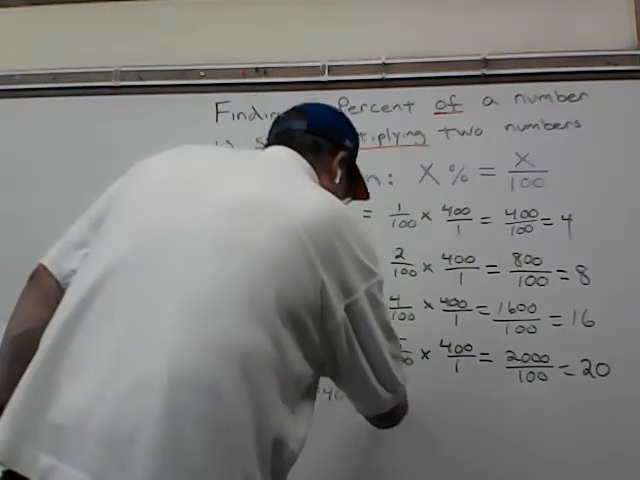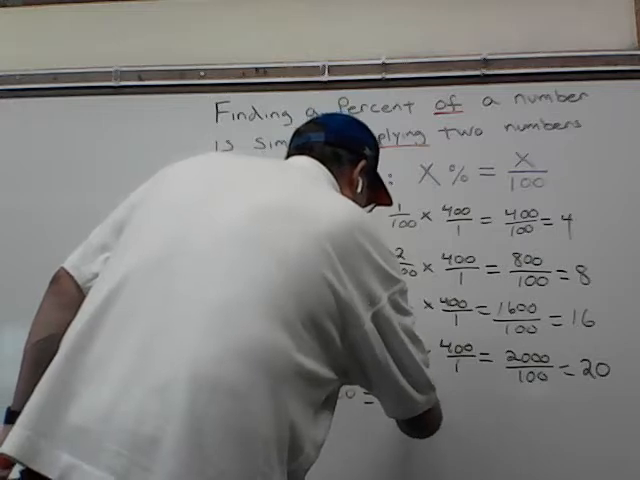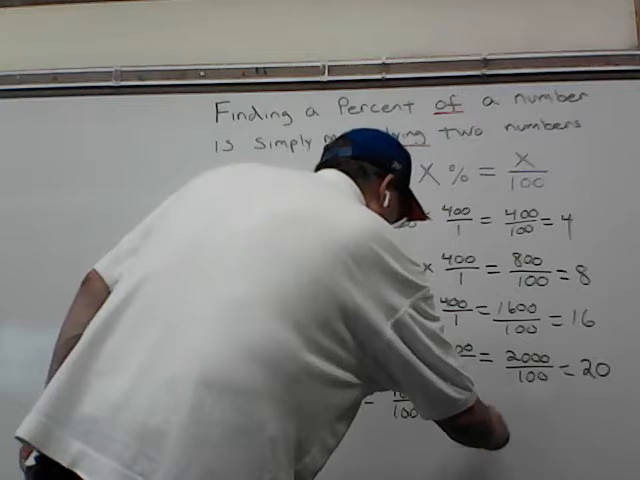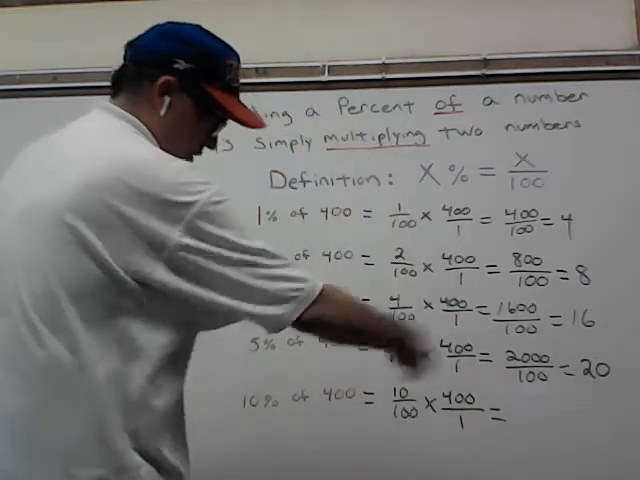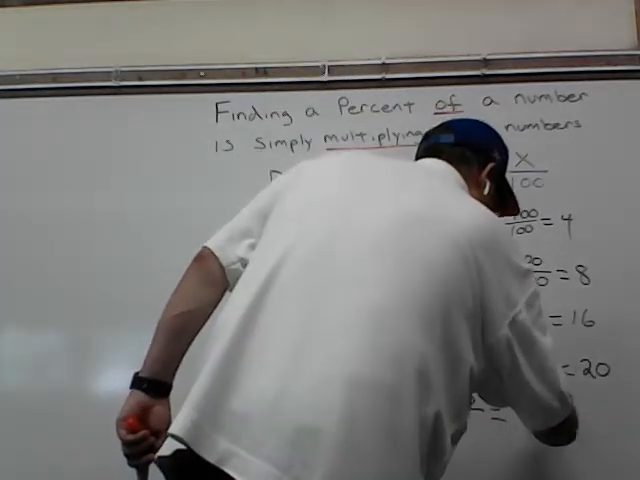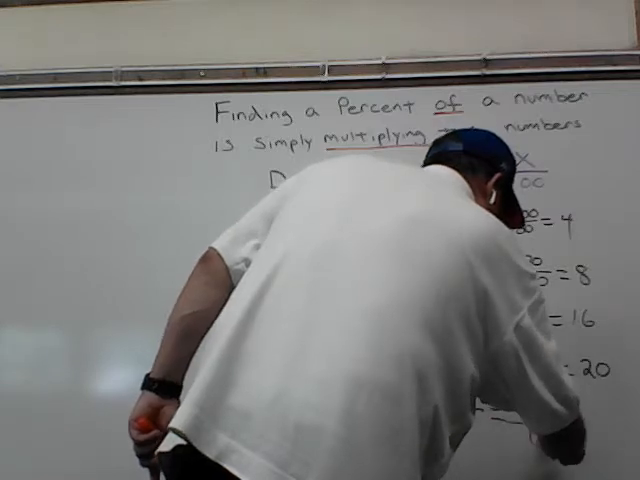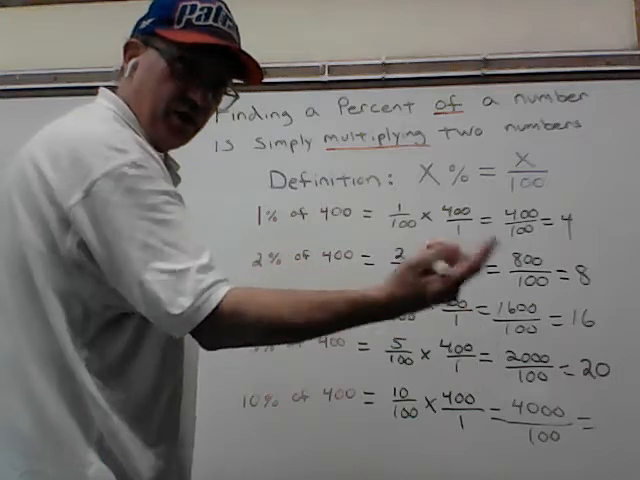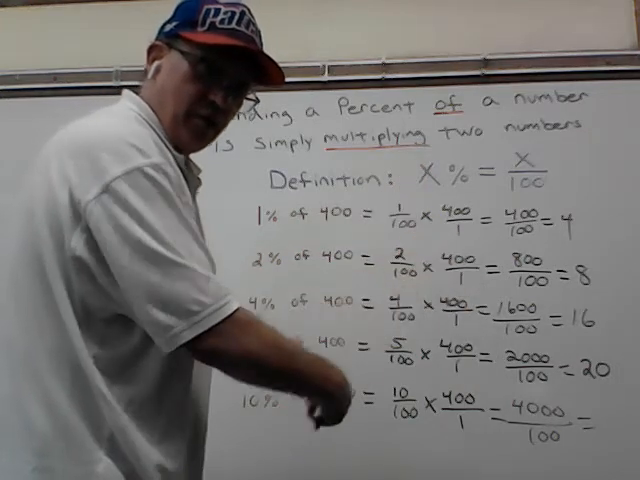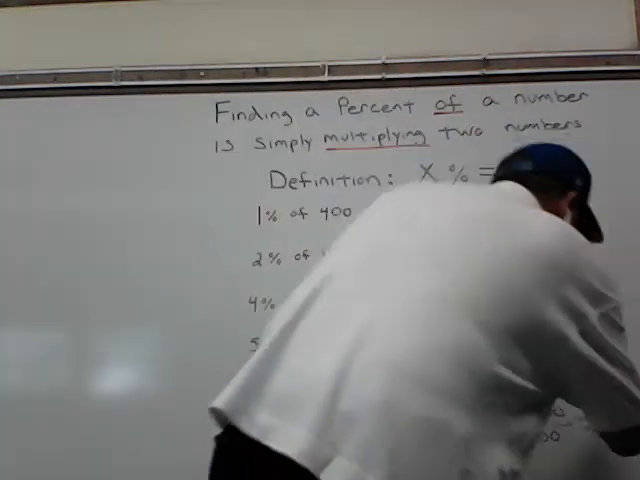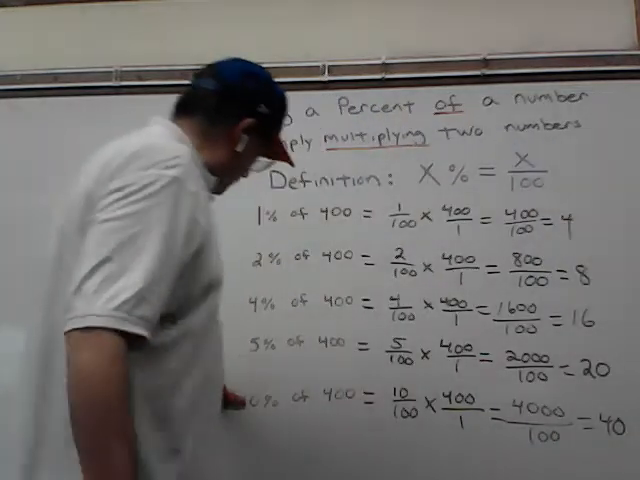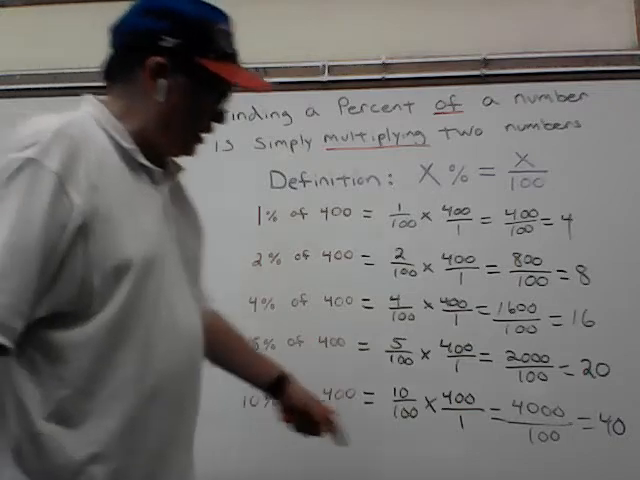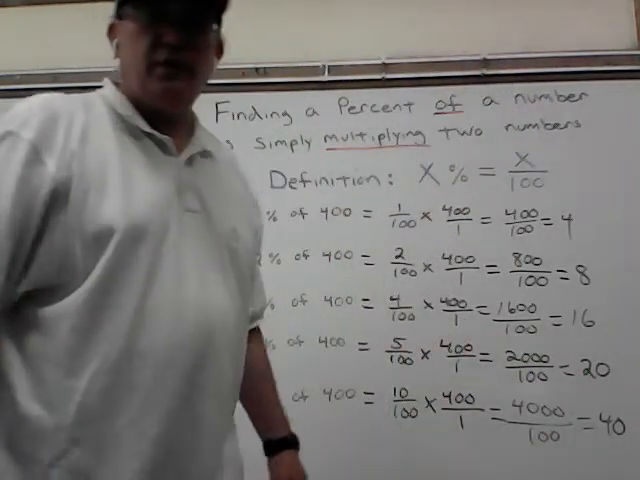10% of 400. 10 over 100 times 400 over 1 equals, multiplying across the top and bottom, 4,000 over 100. 4,000 divided by 100 is 40. What is the number you multiply 100 by to get 4,000? It's 40. And of course, 10% of 400 had to be twice as much as 5% of 400. So that 40 is twice the 20.